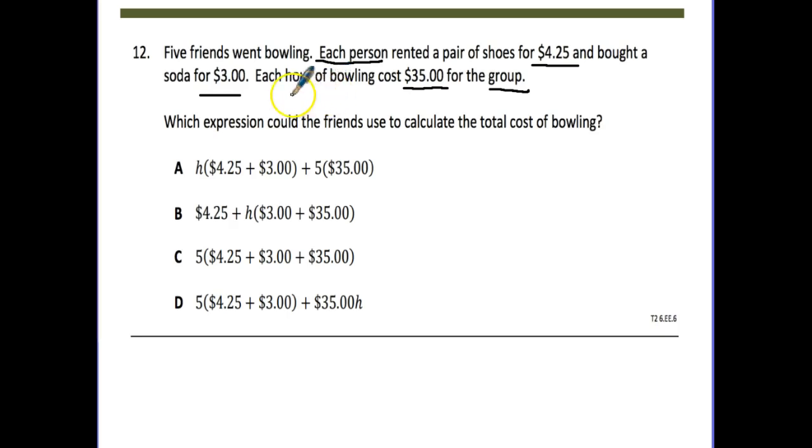Okay, so pause the video here for 2 minutes because you're going to need to take a look at which one of these expressions is correct for the information that you have. Remember, the $4.25 and the $3, each person paid that amount. The $35 is for the number of hours that they're bowling, but it's one amount per group. So pause here, 2 minutes, check back in, and we'll see how you did.